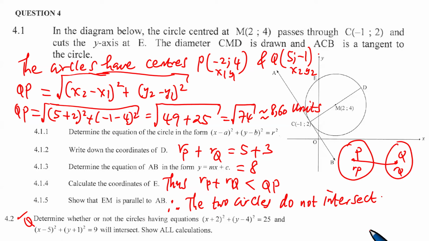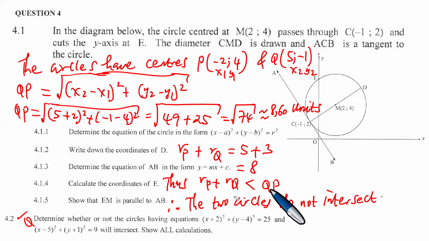Just to take note, this diagram drawn here is not to scale, and it's not on the Cartesian plane, so it is not accurate. But the two circles do not intersect, and that is the point we're putting across. The next question.